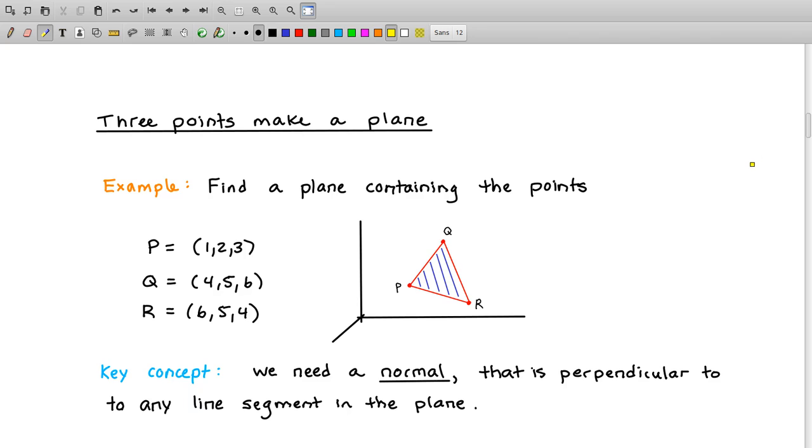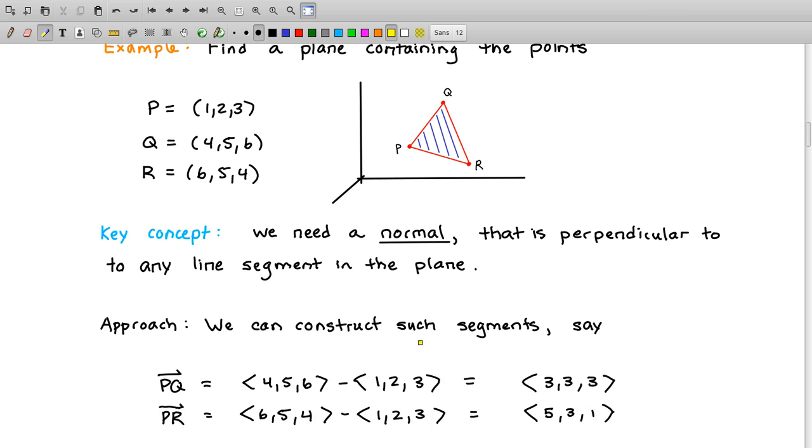Here we're given 3 points, so there's no shortage of points, but we don't have a normal. So the normal is perpendicular to any line segment in the plane. And from these 3 points P, Q, R, we can construct 3 different line segments that are all in the plane. So what we need is a vector form of these line segments, and then we need something that is perpendicular to 2 of them. And we have exactly the tool for that job in the form of the cross product.